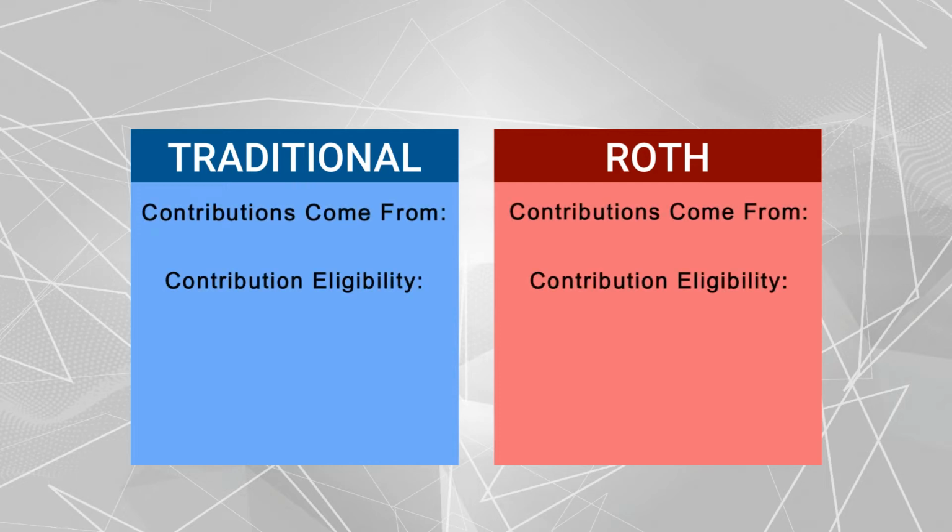In a traditional IRA, your contributions can come from pre- or after-tax dollars. But with a Roth IRA, your contributions will come from after-tax dollars only. When contributing with pre-tax dollars, you are contributing earned money that has not been taxed yet. When contributing with after-tax dollars, you are contributing earned money that has been taxed.